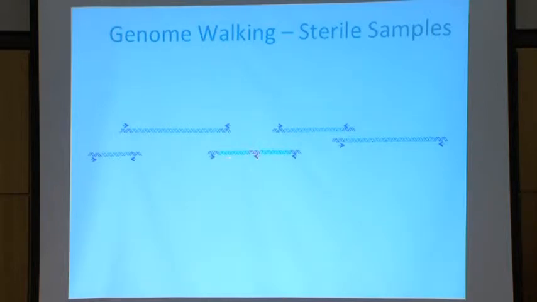These two are close enough, so it will be able to copy that. These two are close enough, it will be able to copy that. So it is going to make these fragments. You see, it copied that piece. Now, the same thing you are going to do on the fertile sample.